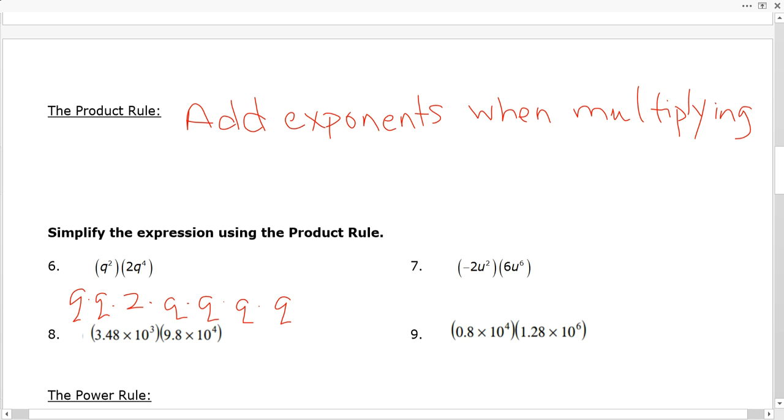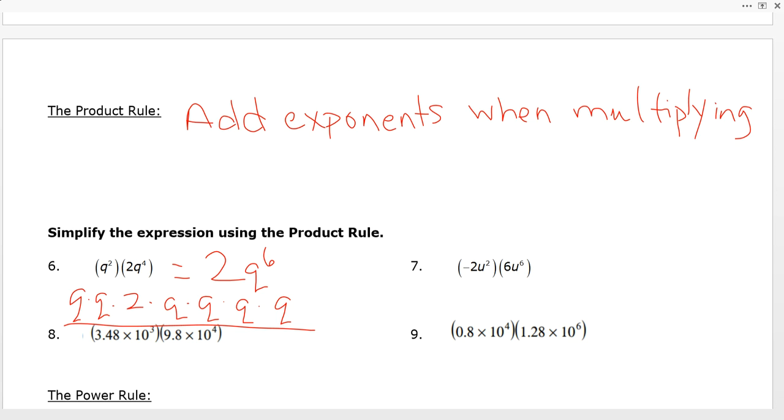Okay, so what I end up with once I lay them all out like this is my 2, and then I have 1, 2, 3, 4, 5, 6 q's. So I have q to the 6th. And while you're practicing these, I write them all out like this so I can put them all together. And it helps when you're doing your dividing also. So we're going to talk about that later.